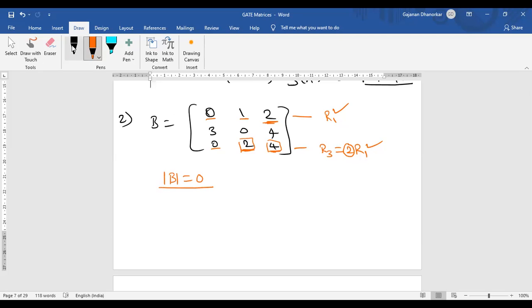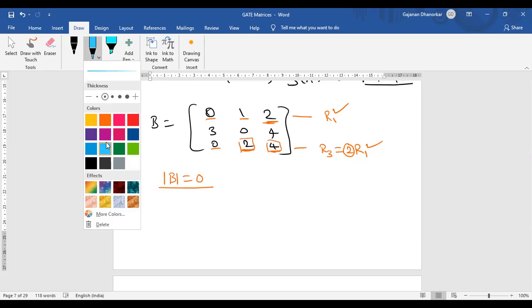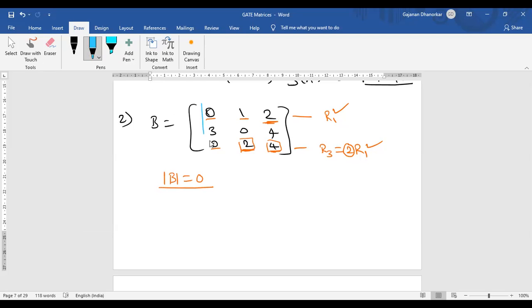Now, if the determinant of this matrix is 0, then what will I do? I will take another matrix of order less than this. I will take, suppose, order 2 by 2, because we know this B matrix of order 3 by 3 has determinant 0. We have to take a smaller matrix, a subset of this. This is called a submatrix. What is the determinant of the submatrix? Suppose this is the B1 matrix: 0, 1, 3, 0.